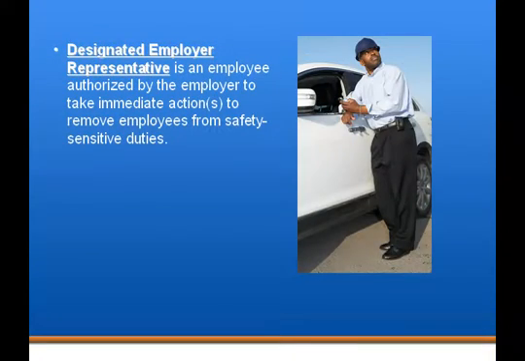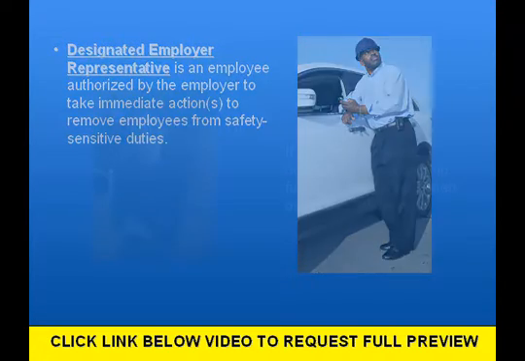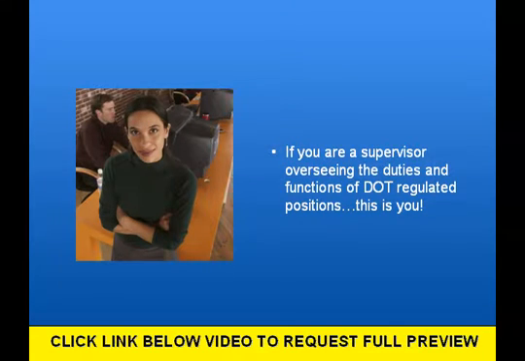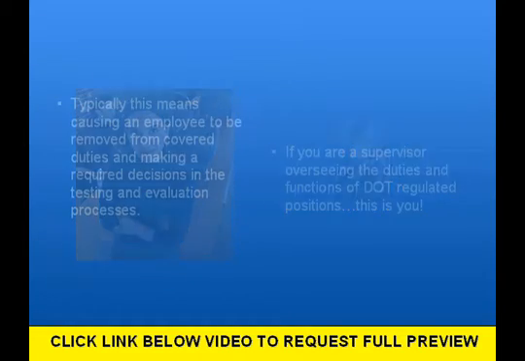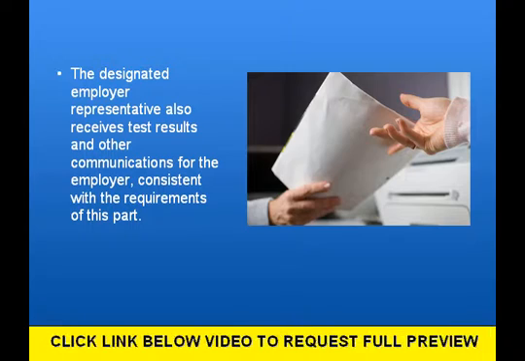A designated employer representative is an employee authorized by the employer to take immediate action or actions to remove employees from safety-sensitive duties. If you are a supervisor overseeing the duties and functions of DOT-regulated positions, this is you. Typically, this means causing an employee to be removed from covered duties and making required decisions in the testing and evaluation processes. The designated employer representative also receives test results and other communications for the employer consistent with the requirements of this part.